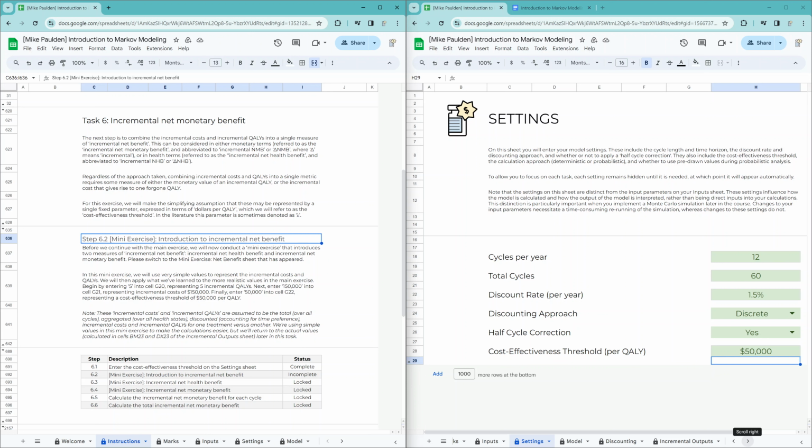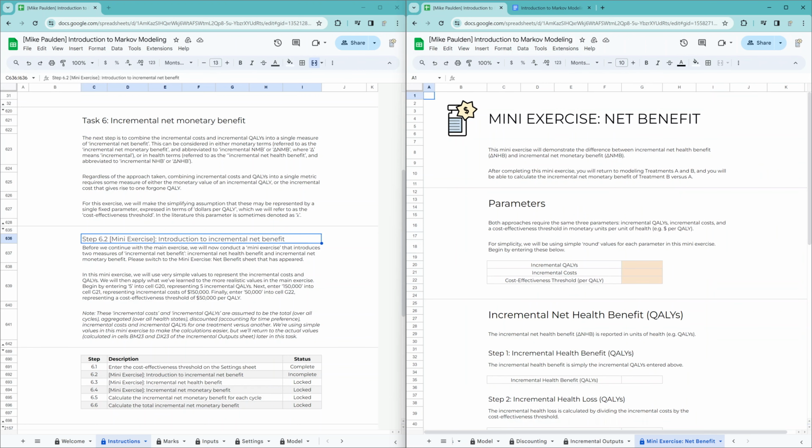So we should see at the bottom that there is a new sheet that's appeared called mini exercise net benefit. Let's go to that now. And on this sheet, because it's a mini exercise, we're going to ignore all of the input values that we've used previously, the incremental QALYs and the incremental costs that we calculated on the previous task. We're going to just ignore those. Let's use some very, very simple values so that we can illustrate the key points here.